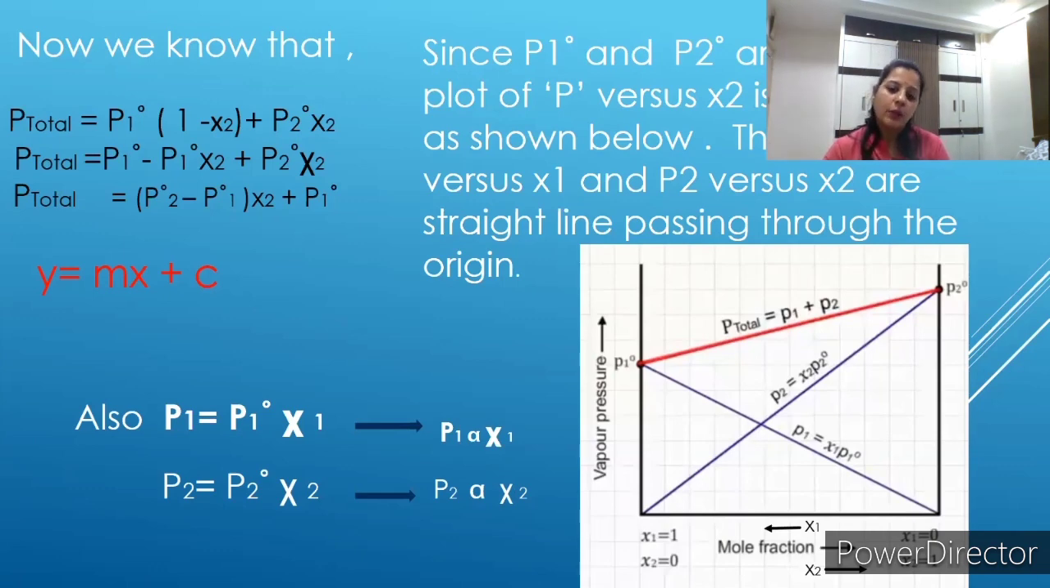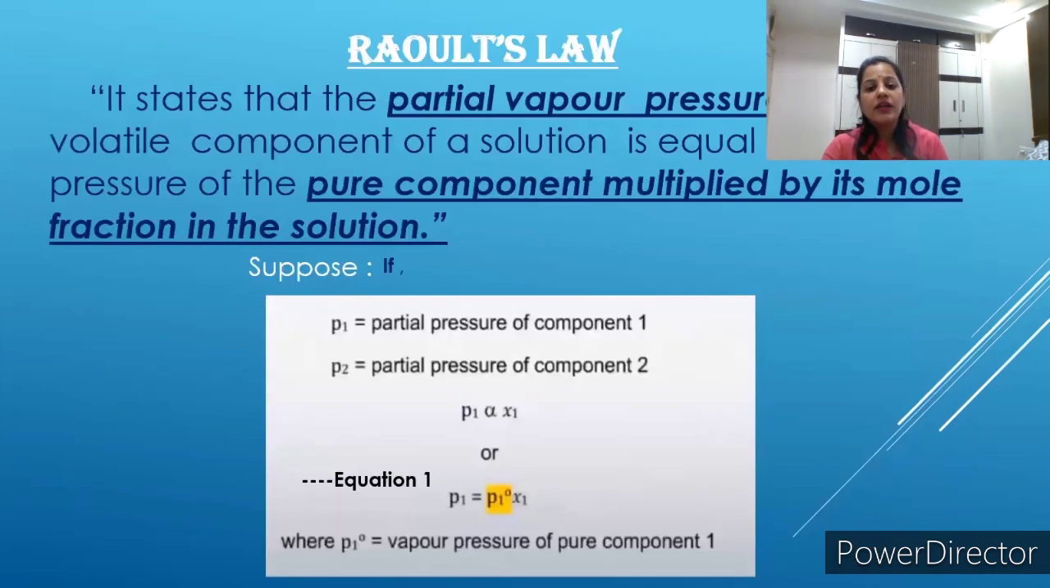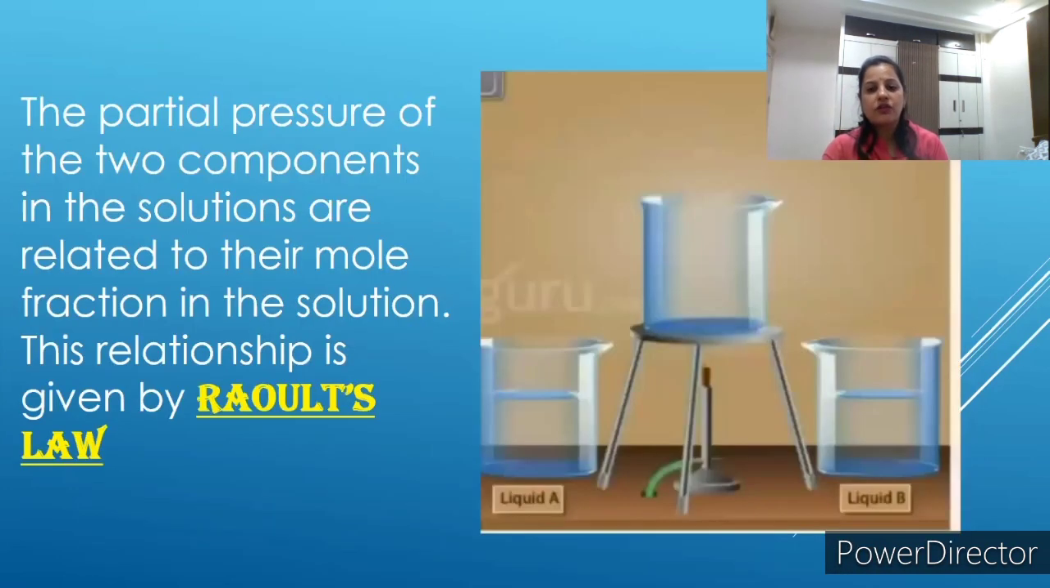When two volatile liquids are mixed together, the vapor pressure of the solution will be equal to the vapor pressure of the pure component times the mole fraction, and we get a graph like this. But this is all about the partial vapor pressure created in the solution. Now what about the vapor pressure created over the solution?